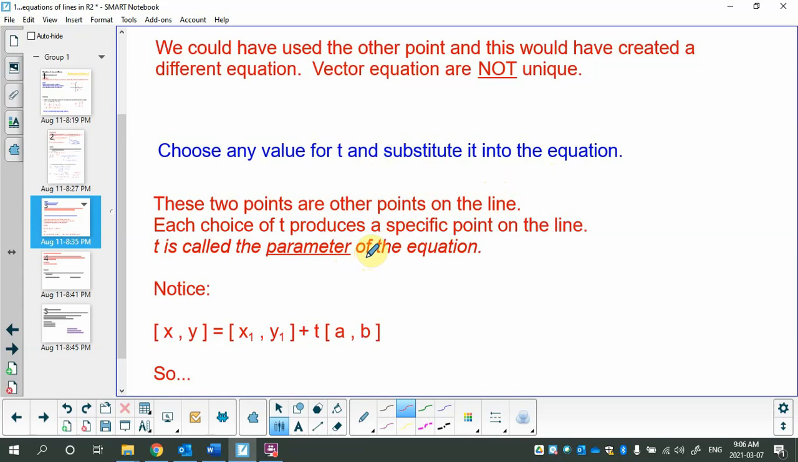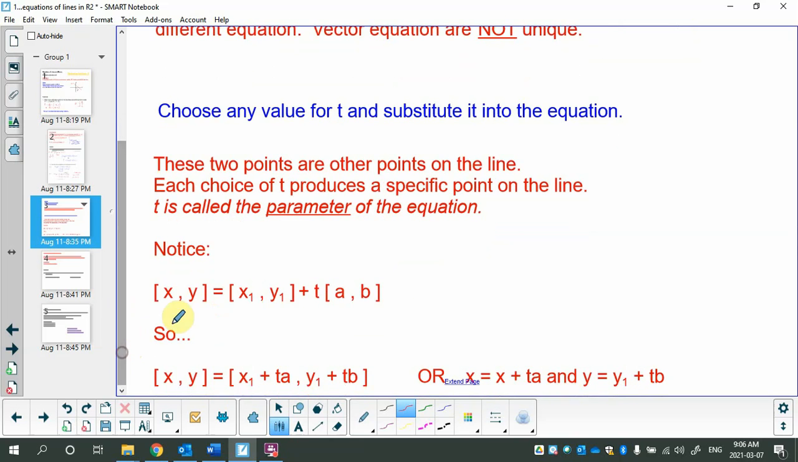So it adjusts for different points. So t is called a parameter. What that means is this: x is equal to x1 plus t times a, and y is equal to y1 plus t times b, either written like this. I prefer it written like this.